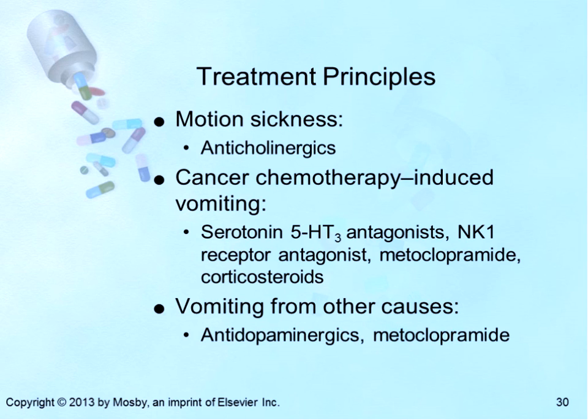So, cardinal points of treatment: motion sickness is usually treated with anticholinergics. Chemotherapy-induced vomiting is treated with the 5-HT3 receptor antagonists, metoclopramide or corticosteroids. Vomiting from other causes is treated with antidopaminergic agents or metoclopramide. Vomiting can be divided into two types: acute vomiting and anticipated vomiting, precipitated by a predicted cause such as motion sickness or chemotherapy.